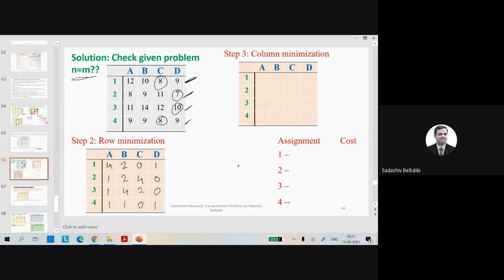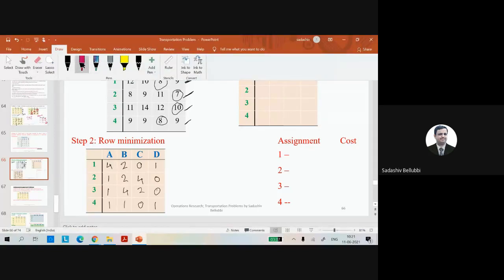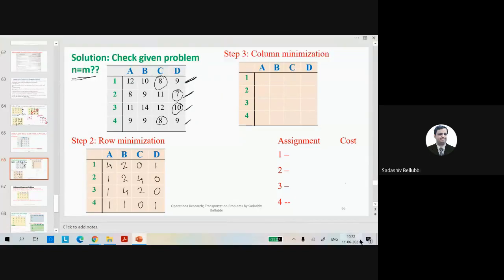Now we are supposed to go for the column iteration. What is the next step? We need to go for the column iteration. While doing the column iteration, do not consider the first matrix. Now we need to consider the second matrix, this matrix.